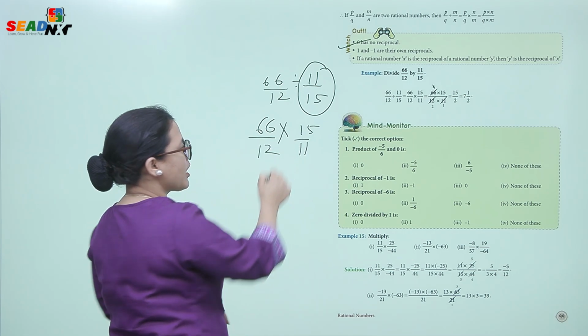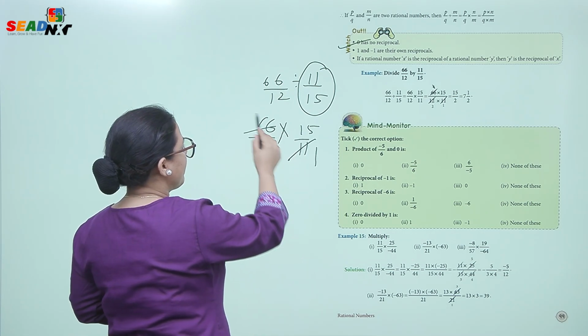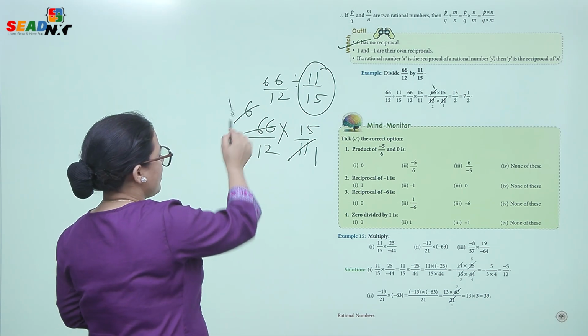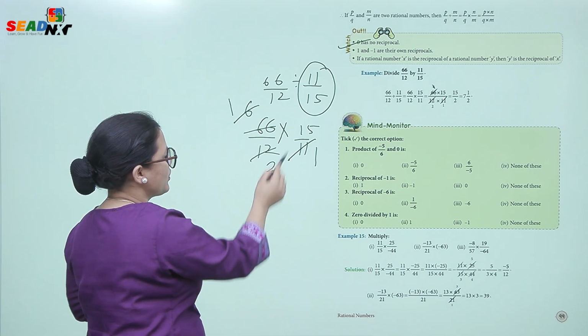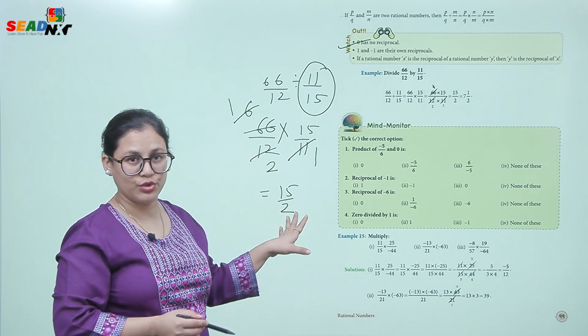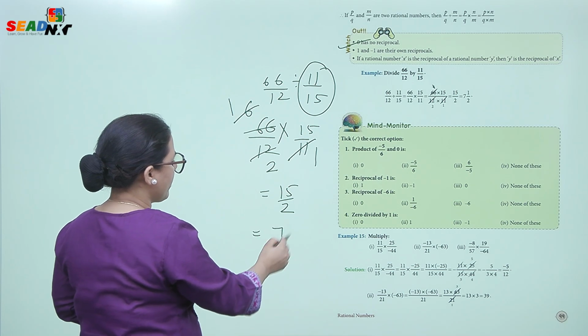But here we'll put the sign of multiplication. Now simplify it. 11 ones are 11, 11, 6 are 66. 6 ones are 6, 6 twos are 12. So 15 by 2 is the answer, and then we'll convert it into a mixed fraction. Okay, mixed 7 1 by 2.